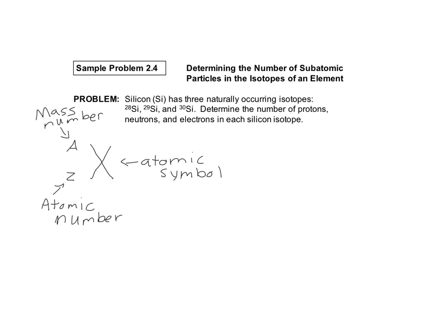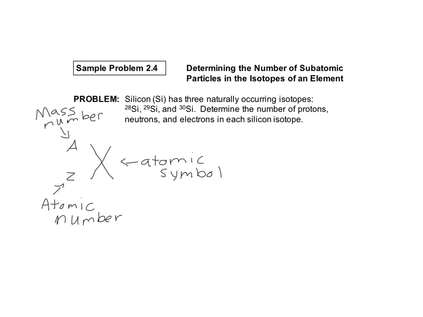It says silicon has 3 naturally occurring isotopes: silicon-28, silicon-29, and silicon-30. Now notice here they've only given us the mass number. They haven't given us the atomic number. It says determine the number of protons, neutrons, and electrons in each silicon isotope. Atoms on the periodic table can appear in nature as different isotopes, meaning they have different mass numbers, or they weigh different, right?